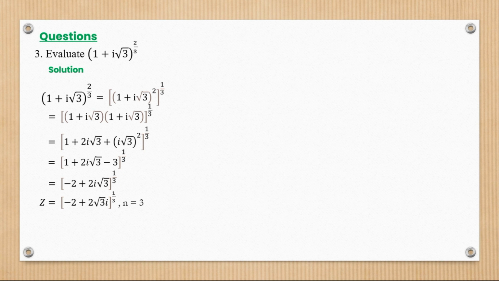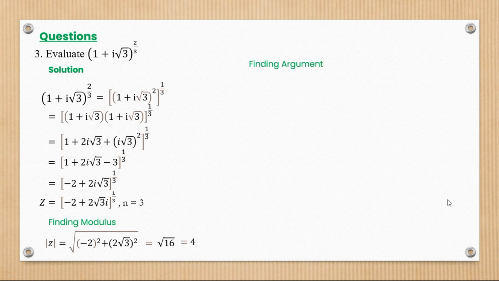Alright, so now we're going to let z be equal to that. And then we can see that the value of n is going to be equal to 3. To find the modulus, we're going to find the modulus of this. The modulus is going to be root 16, and of course, the answer is equal to 4. Right, now moving on, we're going to find the argument.